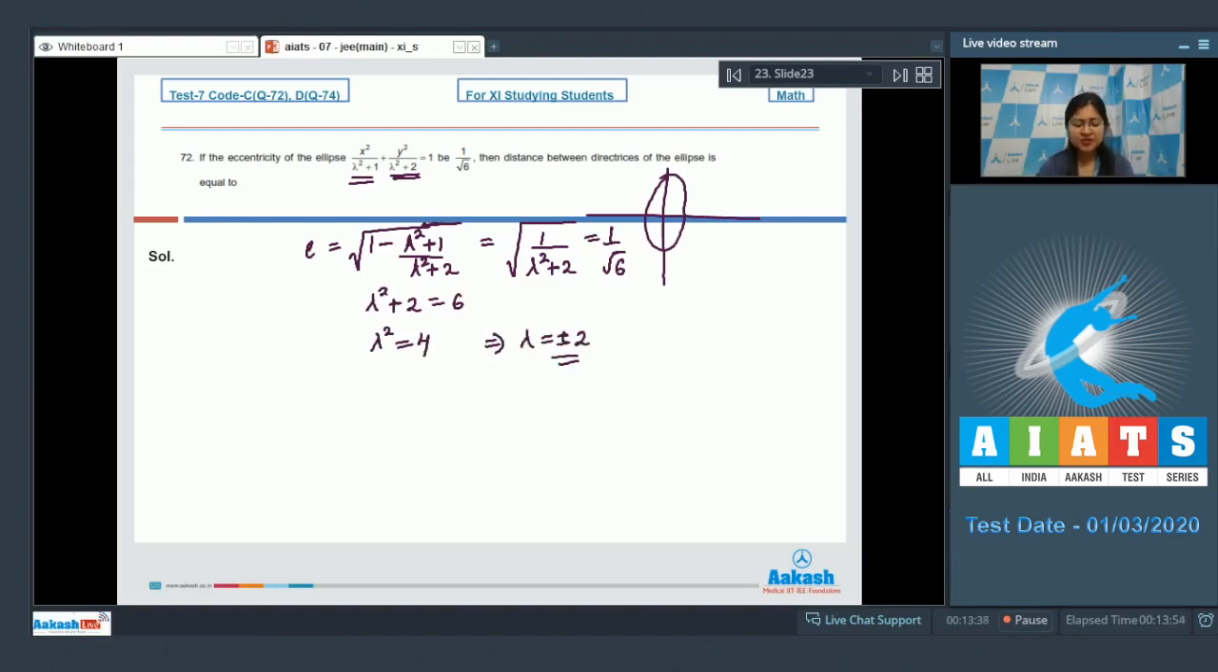Now we have to find the distance between directrices and that will be 2b upon e. So this is equal to 2 into b, b is equal to square root of lambda square plus 2, whole divided by e, that is 1 by root 6. So this is equal to 12. So 12 is our final answer.